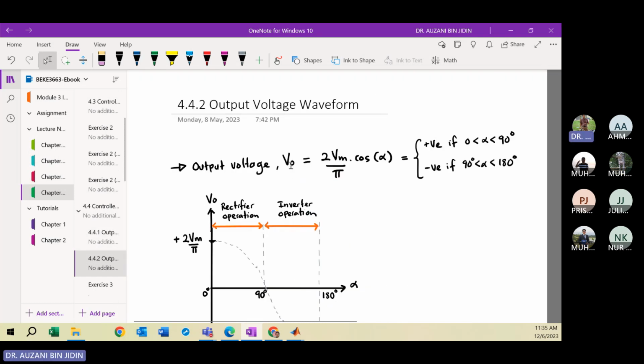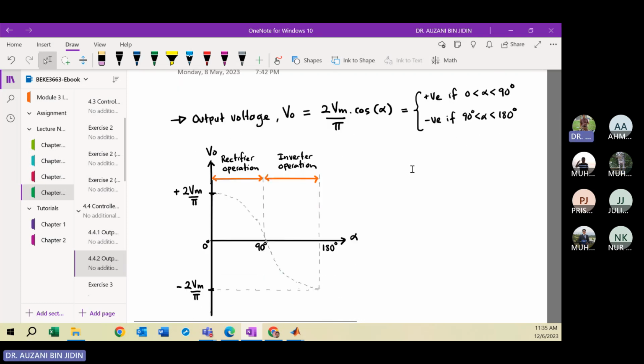So your output can have positive and negative value according to the delay angle. You have this output voltage profile, so maybe we need to sketch first. You have positive when your alpha changes from 0 to 90. At 90 you get 0. Then you have negative output voltage when the alpha changes from 90 to 180 degrees.